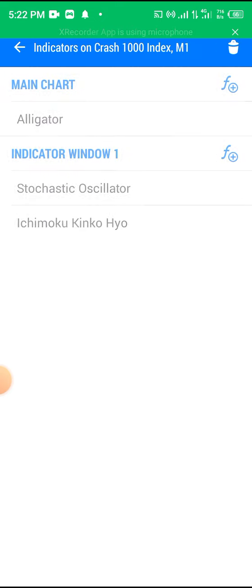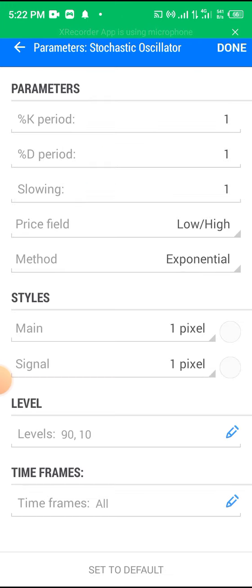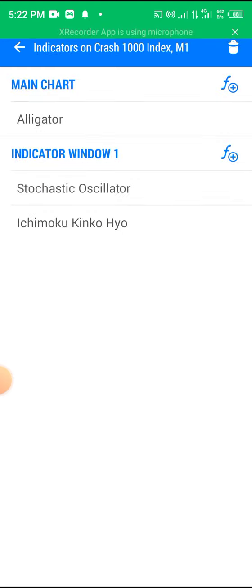After that, you click on done. The next indicator will be on indicator window 1, which is the Stochastic Oscillator. You can see the settings here, so just screenshot it, guys. Apply it on your own charts, and you click on done.